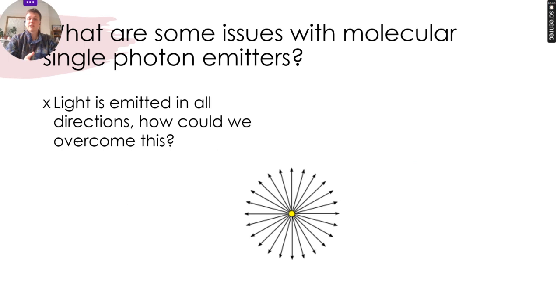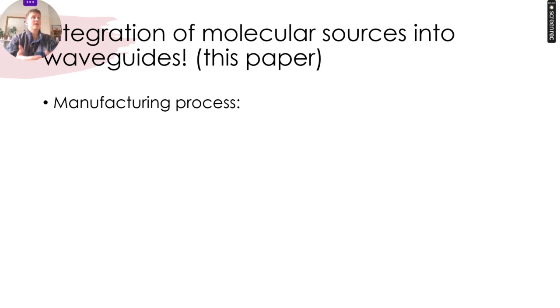A disadvantage of molecular photon sources, as with a lot of deterministic single photon sources, is that the light is emitted in all directions. So how could we overcome this? Well, that's what this paper basically demonstrates. If we wanted to create nice directionality of our light, we could couple the molecule to a waveguide, and that's what this paper is all about. It's basically coupling of a molecular deterministic single photon source to a waveguide.